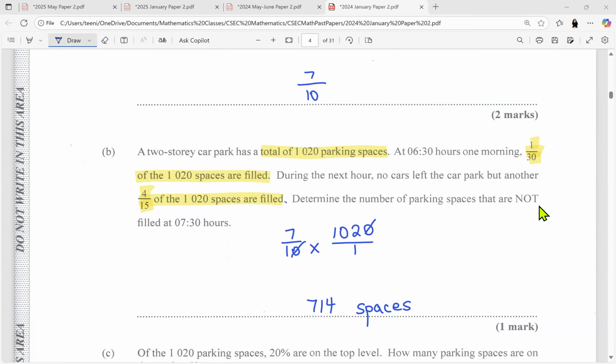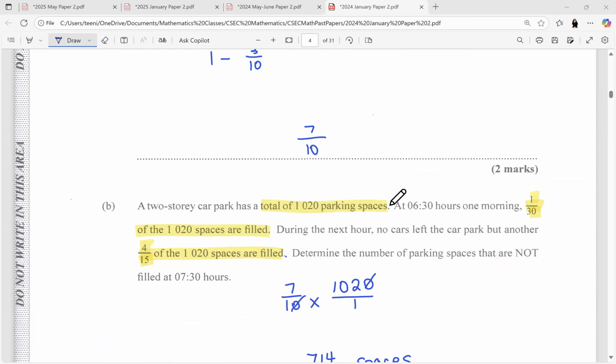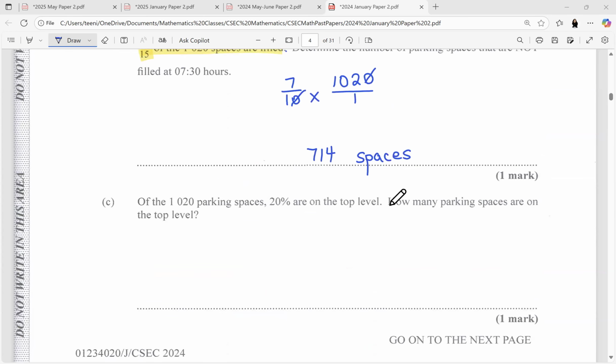Oh, okay. All right. So another way that you could have solved the question, you could have done 1/30th of 1020 and then 4/15ths of 1020. Find the sum of that and subtract it from 1020. But that's a lot of working for a question that's only worth 1 mark, especially since the first part of it kind of helps you with the second part.